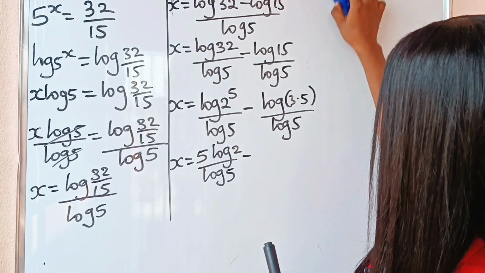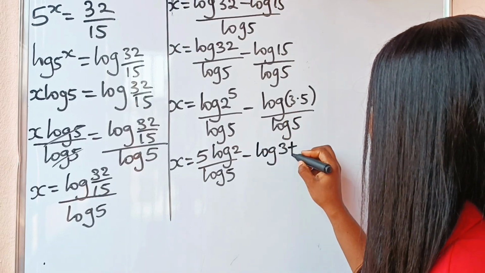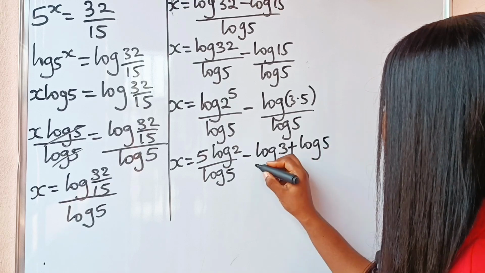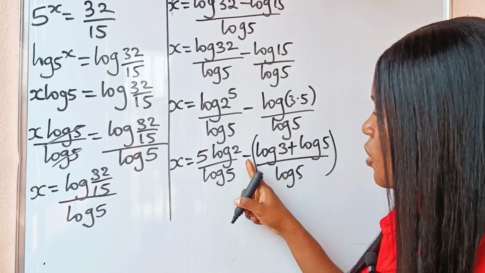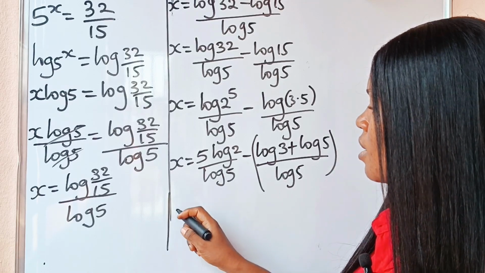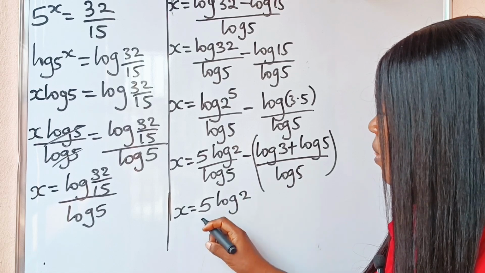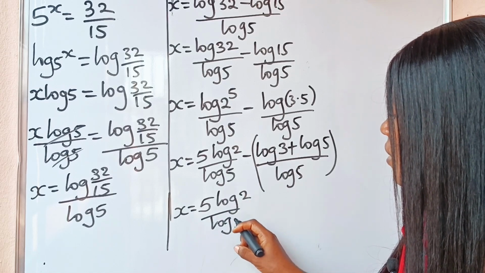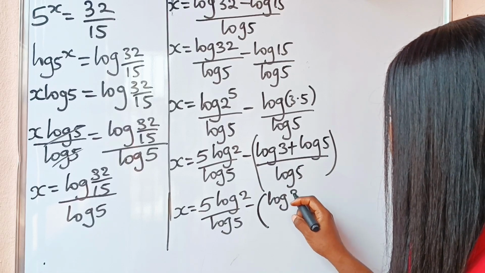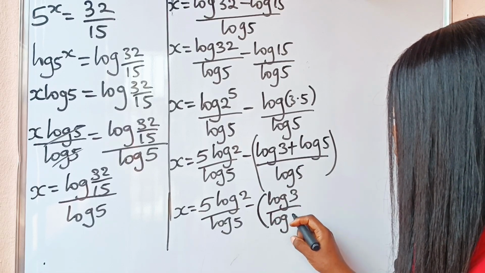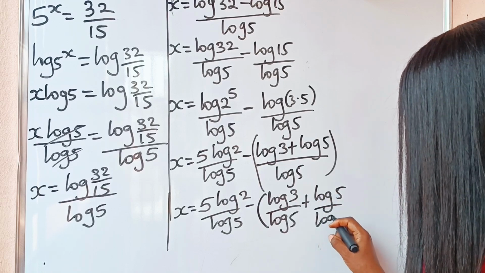Therefore we can write this as log 3 plus log 5, everything divided by log 5, and this in brackets to be controlled by this minus sign. Okay, now x is equal to 5 log 2 divided by log 5, now minus, we are going to separate them, so we have log 3 divided by log 5 plus log 5 divided by log 5.